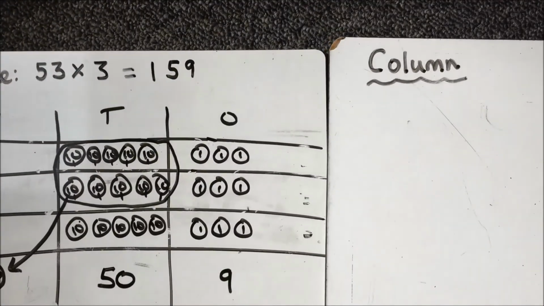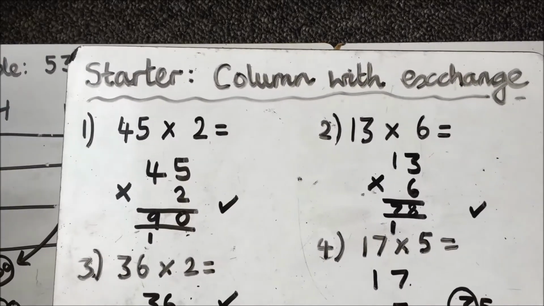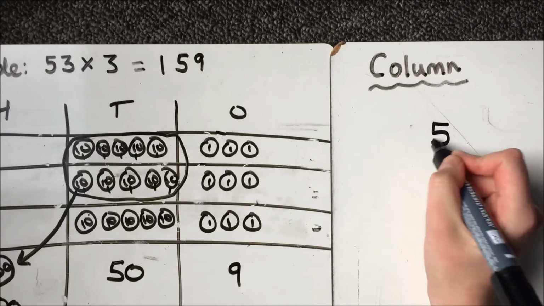You're all really good at drawing Dienes and counters now and using the circle and arrow to exchange. Let's add an extra challenge of doing it as the column method. So 53 times 3, we're going to lay it out exactly the same as we did here. So we should be really good at that. Let's try and do that together. Again, if you're confident, have a go.